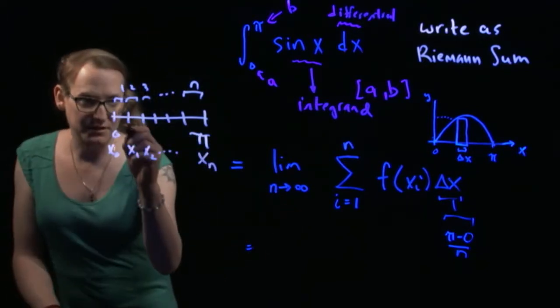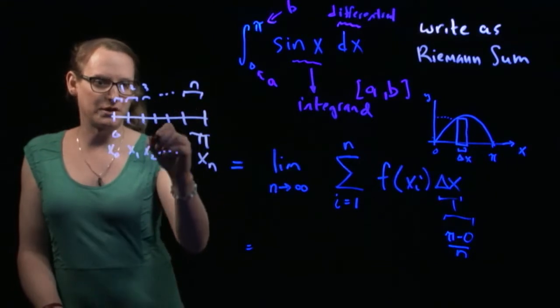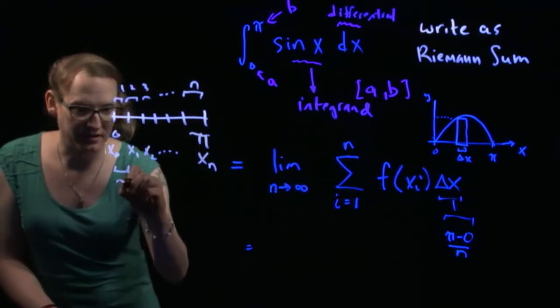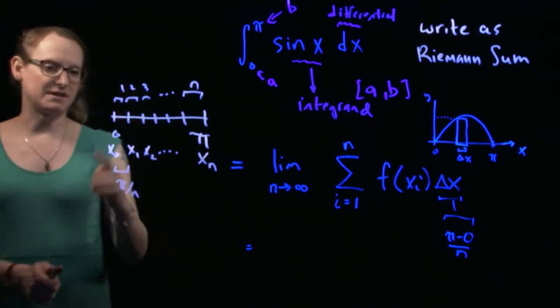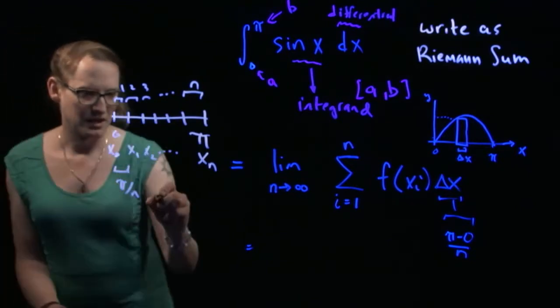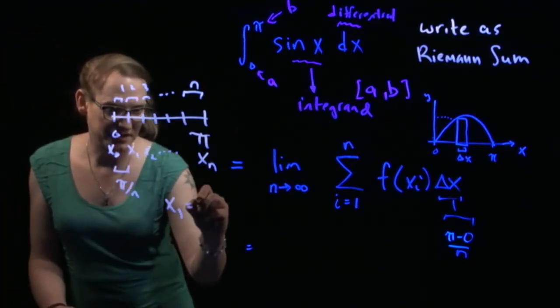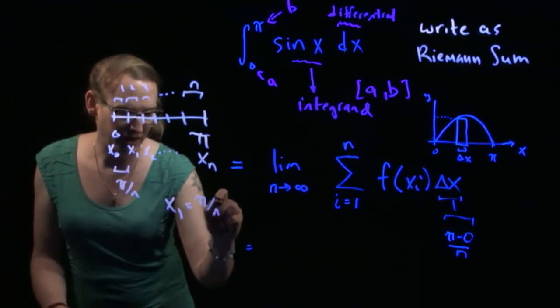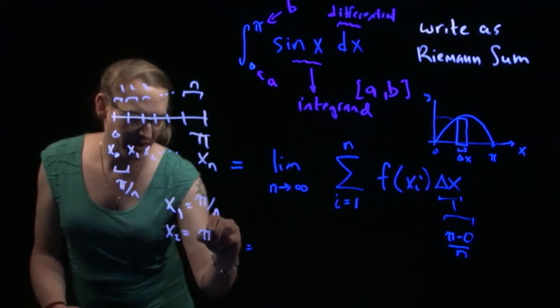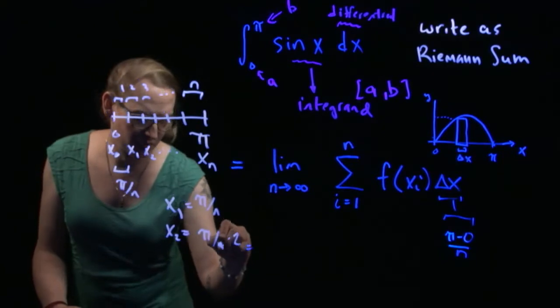This thing right here is 0. The width of one of these things is delta x, which we know is pi over n. So the space between x1 and x0 is pi over n. So x1 is equal to pi over n. x2 is equal to pi over n times 2.